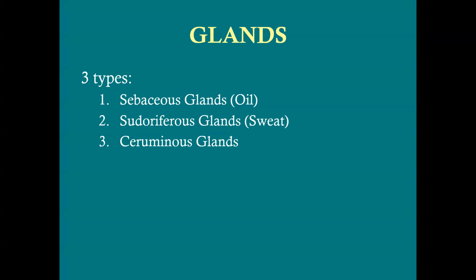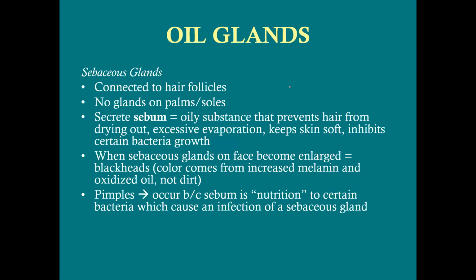There are 3 glands you need to be aware of, 2 of which I mentioned before. We have the sebaceous glands, which are the ones that produce the oil for the skin. And we have the sudoriferous ones, which of course are your sweat glands. This one here you may not have heard of before, and those are your ceruminous glands. These are the ones that make earwax. And earwax is actually very important, right? So, sebaceous glands.